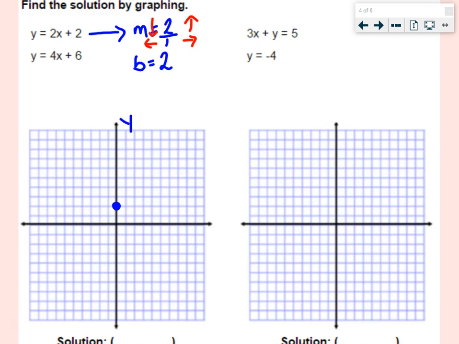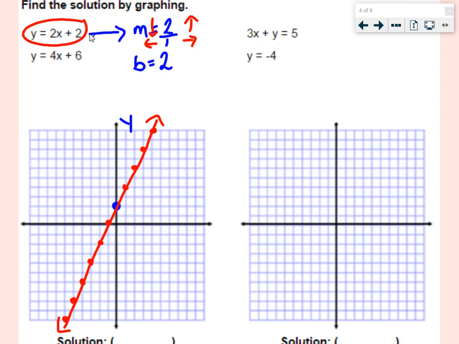Now the key with systems and graphing is we need to plot as many points as possible on the graph. So we want to go up 2, right 1 as many times as possible. And then we want to go down 2, left 1 as many times as possible. And connect those points. So this is, actually it ended up being more the red line.